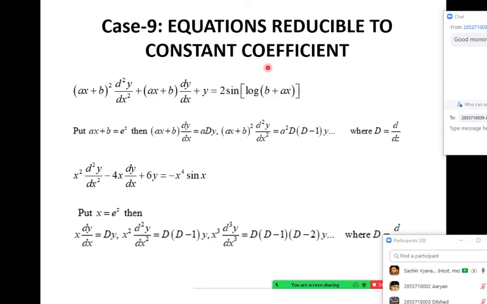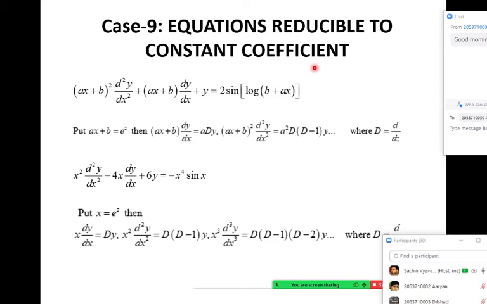In case 8, the variation of parameter method, we use it to get a particular integral y_p, based on the integration formulas and based on the Wronskian W also. We already learned that in the last session. Now come to the last method here, the equation reducible to constant coefficient. Once we reduce the equation to constant coefficient, we have to use methods 1 to 6 after that.